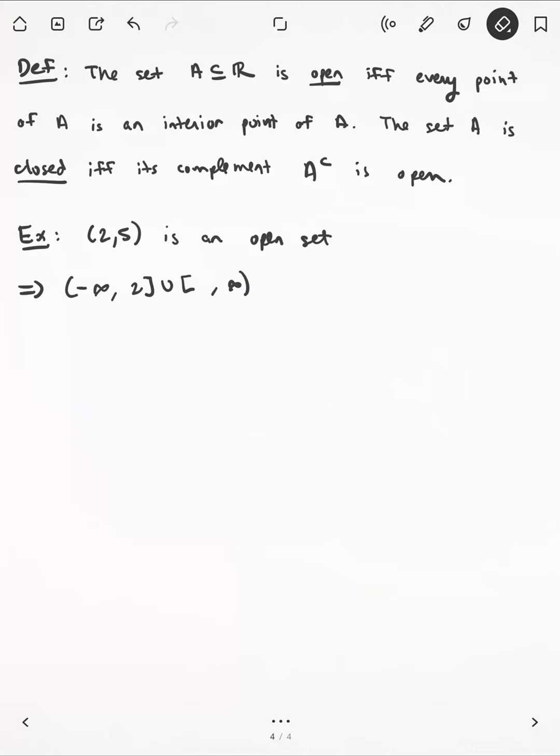So just some examples. (2, 5) is an open set because every point in this set is an interior point. Therefore, the complement of this set, which is negative infinity to 2 union 5 to infinity inclusive, is a closed set. Right?